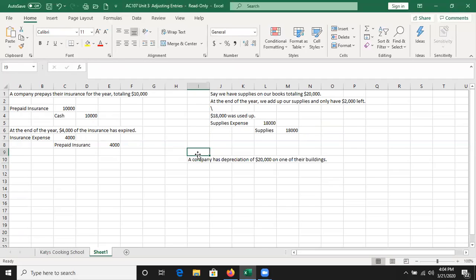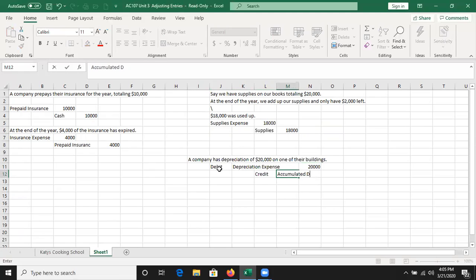No matter what, depreciation is always going to look like the following. You're going to debit depreciation expense for $20,000, and you're going to credit an account called accumulated depreciation, and you're going to specify what the asset is. So building, $20,000. Accumulated depreciation is a contra asset account. Okay? It's a contra asset account.